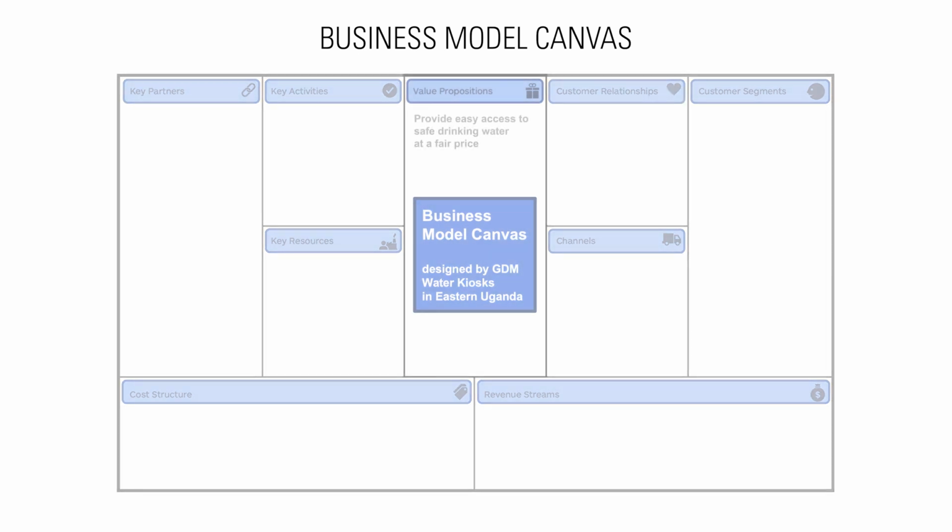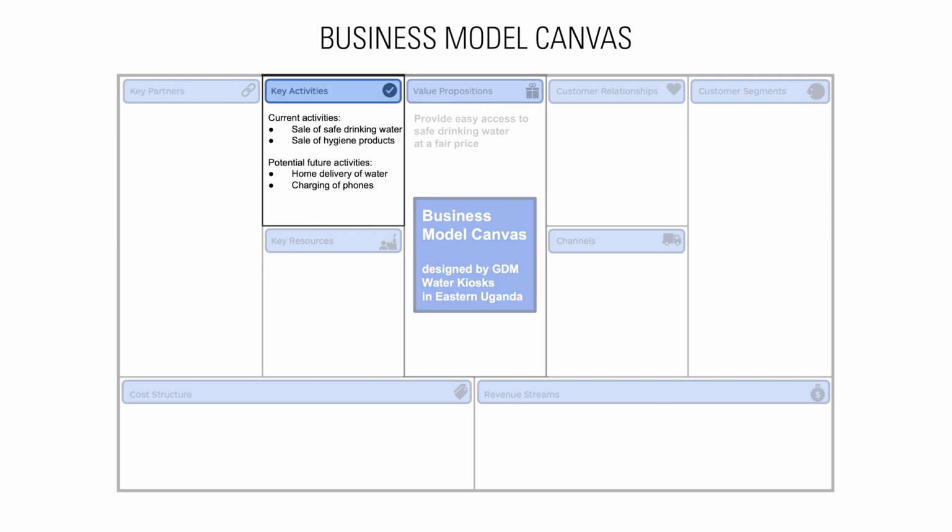The value proposition is the key element of the business model canvas. It defines what value is provided to customers. For the business model canvas example of the GDM water kiosks in Uganda, the value proposition is the provision of easily accessible, safe drinking water at a fair price.